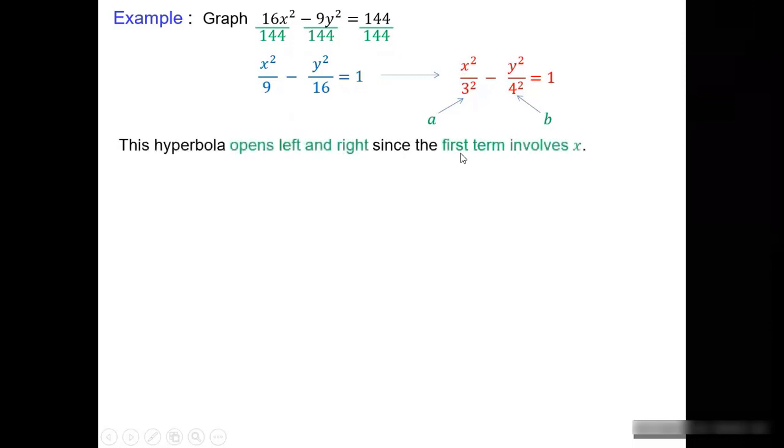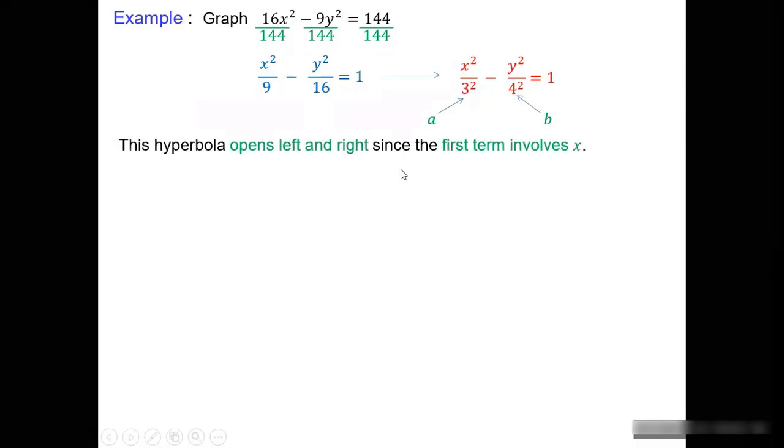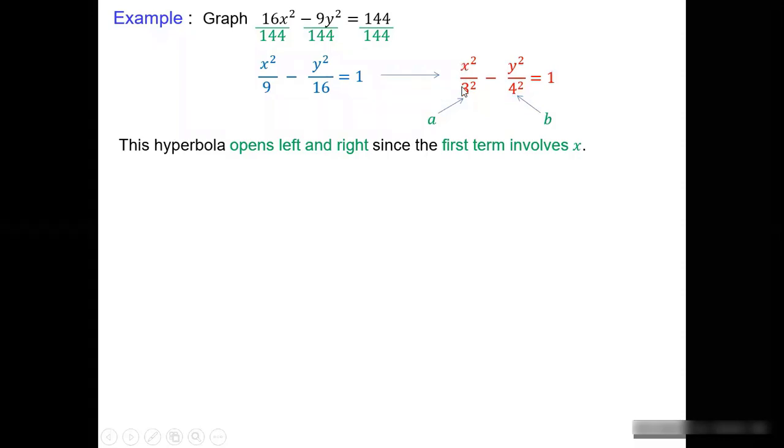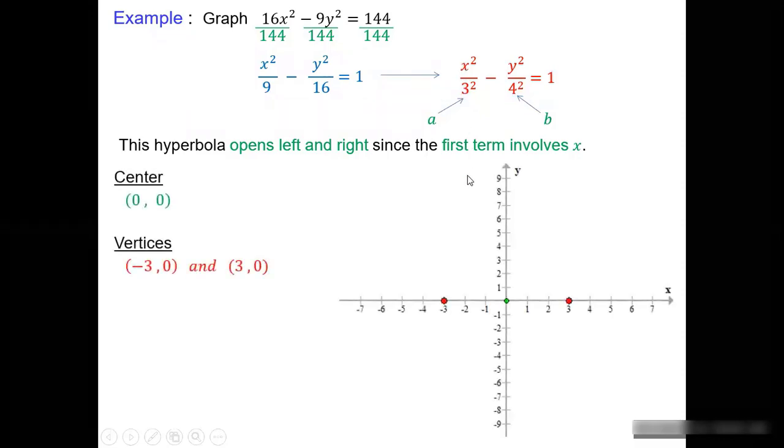So notice that since this hyperbola opens left and right, because the first term involves x, we can now pretty easily find our center and our vertices. So our center is (0, 0) because there is nothing being subtracted from x or y directly. And because it opens left and right, we can see that this value of 3 indicates how far away from the center I should be plotting my vertices.